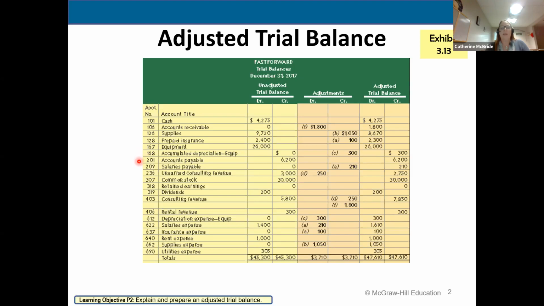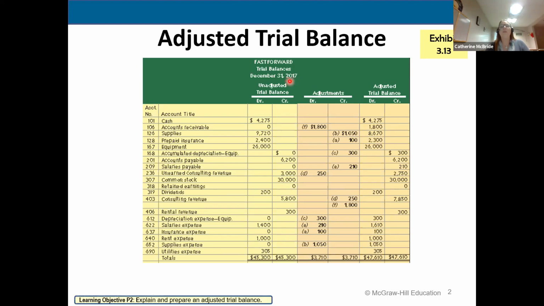Then we have our liabilities, still part of the balance sheet, all of our liabilities. Liabilities have a normal credit balance. Then we have equity: common stock, retained earnings, dividends. And then we start the income statement accounts, consulting revenue, and now expenses. So the trial balance works where we can actually prepare the financial statements directly from the trial balance.